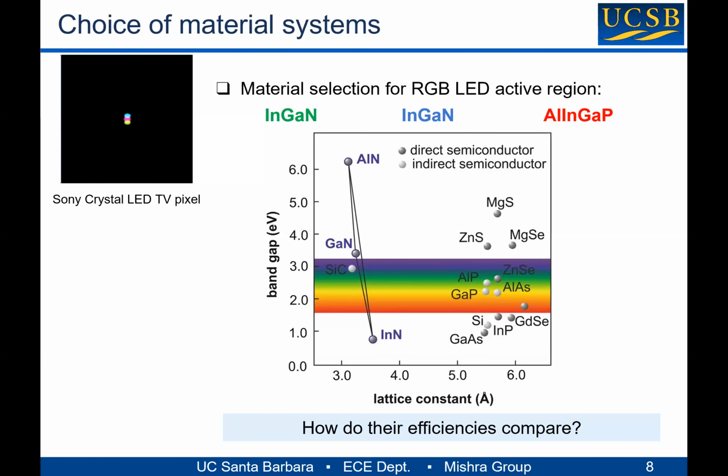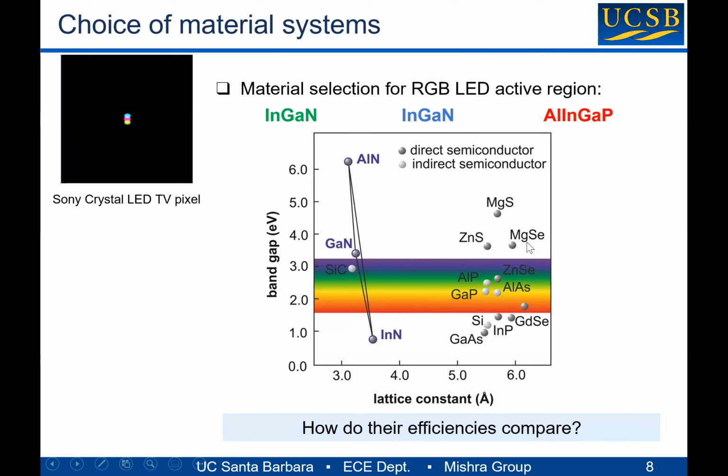Moving on to the materials used for red, green, and blue LEDs. On the left is a zoomed in image of an actual pixel from the Sony Crystal LED TV. Here, blue and green InGaN LEDs have been used, and aluminum indium gallium phosphide, or AlInGaP-based red LEDs have been utilized. As can be seen from the band gap versus lattice constant plot here, for low to moderate indium compositions, InGaN can emit in the blue and green region, and the AlInGaP system can emit in the red region.